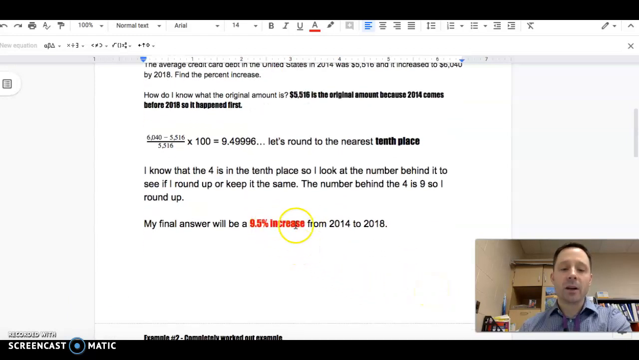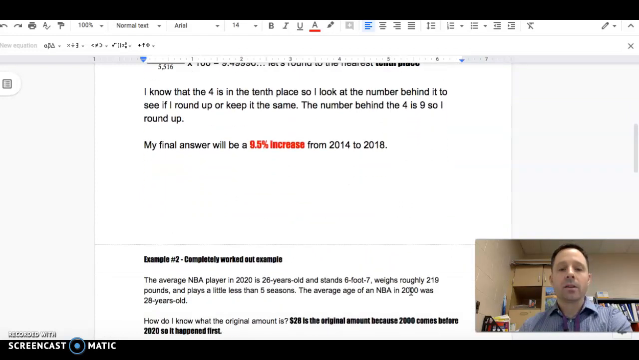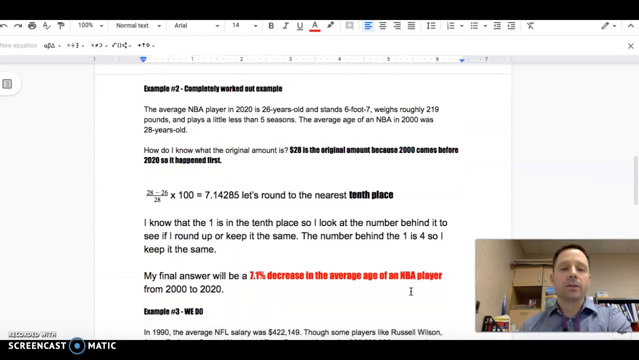Notice how I answered that problem. Example 2. The average NBA player in 2020 is 26 years old and stands 6'7", weighs roughly 219 pounds, and plays a little less than 5 seasons. The average age of an NBA player in 2000 was 28 years old. So I give you some extra information here about like 6'7", 219 pounds, less than 5 seasons. Really, the only two numbers you're looking at are 26 years old and 28 years old.